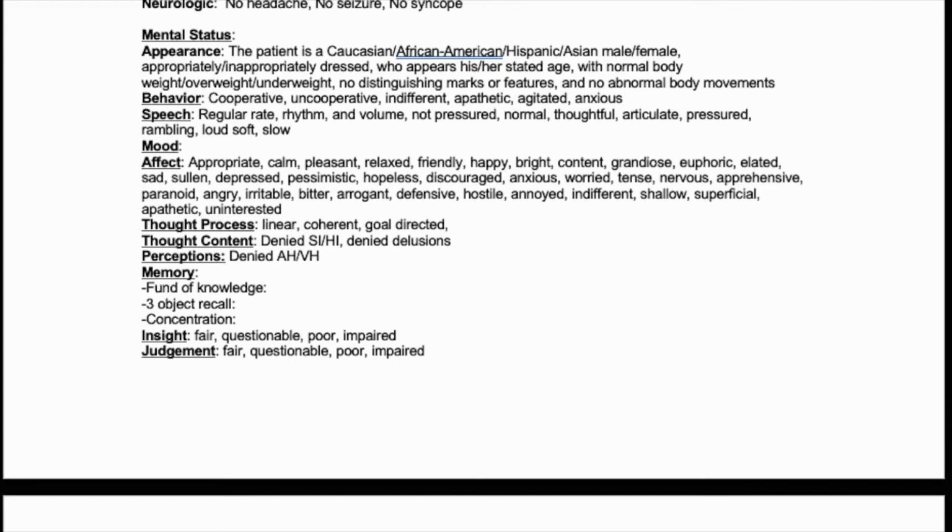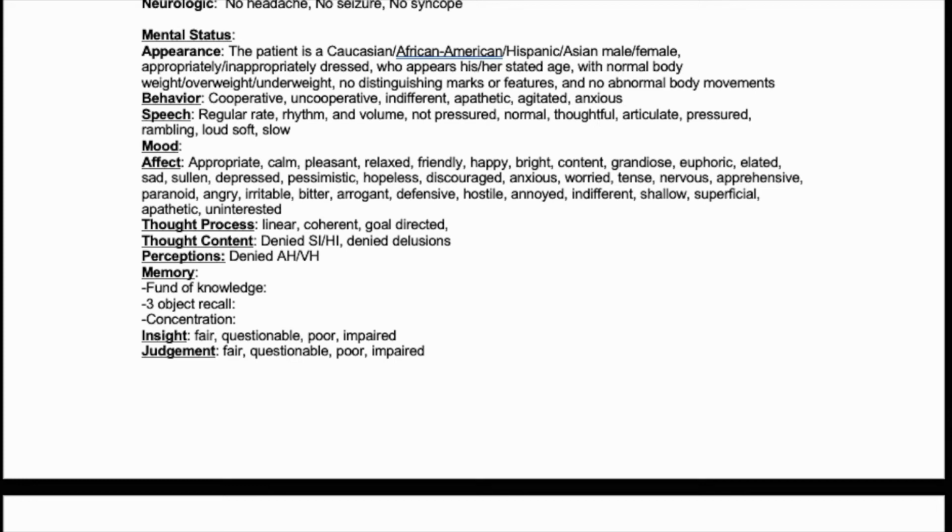The mood is the patient's subjective sense of how they feel. So that's like the patient says, my mood is depressed. My mood is anxious. My mood is worried. My mood is, I don't know. Sometimes we get that too. So whatever the patient says is what you're going to document there.